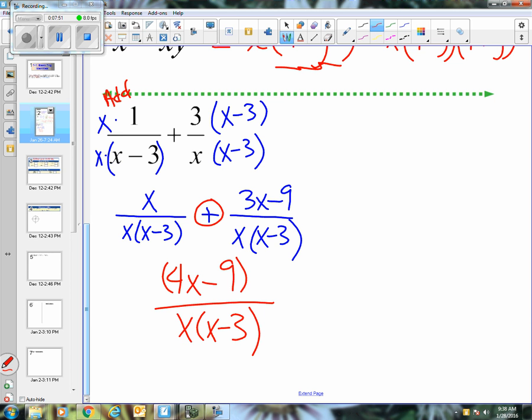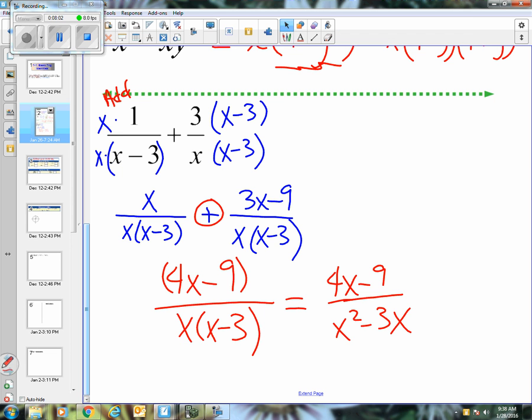In other words, could I divide anything out? Well, no, they're not the same linear factors. So all you can do is either leave it the way you had it, or you can distribute in the bottom if you like that better, and that would be fine as well. Some people like that to be able to see what they have for that rational equation.